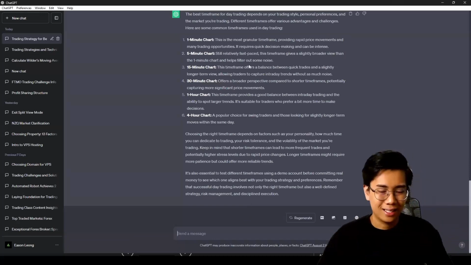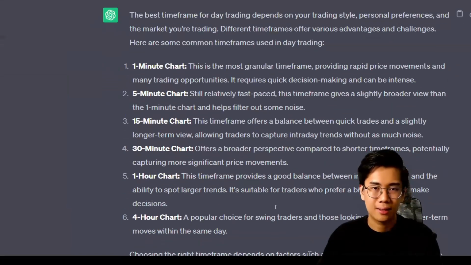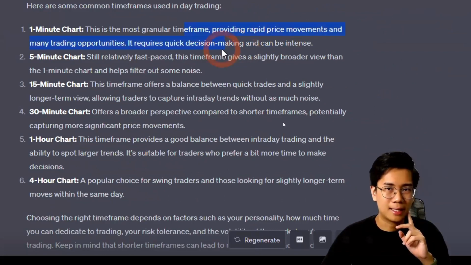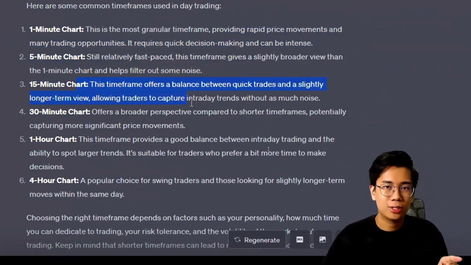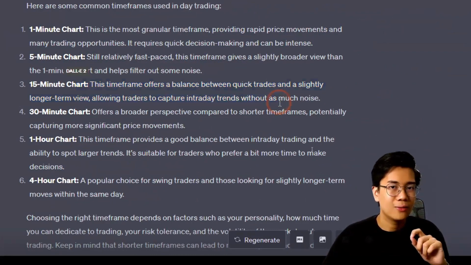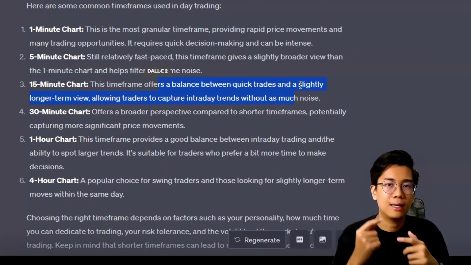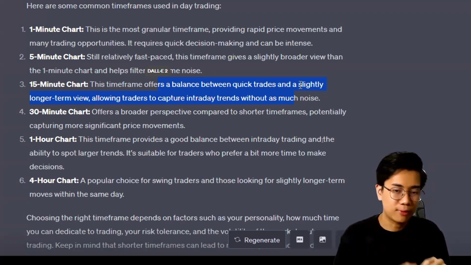Here is the answer. What you can read from here is that the 1 minute time frame is the most granular time frame that provides rapid movement, and the 5 minute time frame has relatively fast-paced movement. This time frame offers a balance between quick trades and a slightly longer-term view, allowing a trader to capture the intraday trend without much noise, which is what we want to have right now. We would like to know if there is any other price that can give a better entry, exit, take profit and stop loss or not.